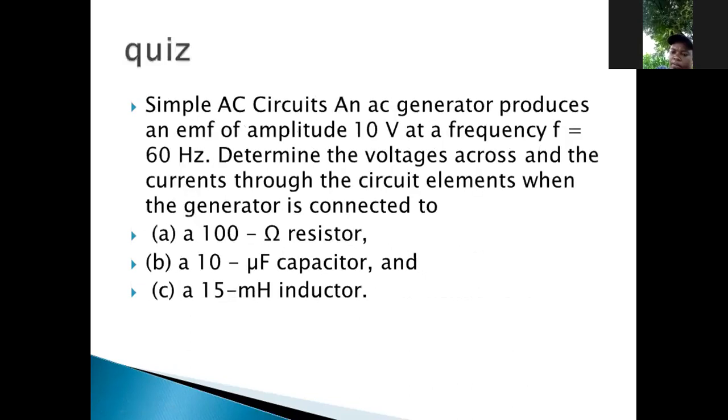And then there's also another question there about an AC circuit. You're supposed to determine the voltage and the current through the circuit elements. This one has also been done. Just one thing I need to remind you is that for AC, we have what you call reactance. Reactance is the total resistance we get in an AC circuit.